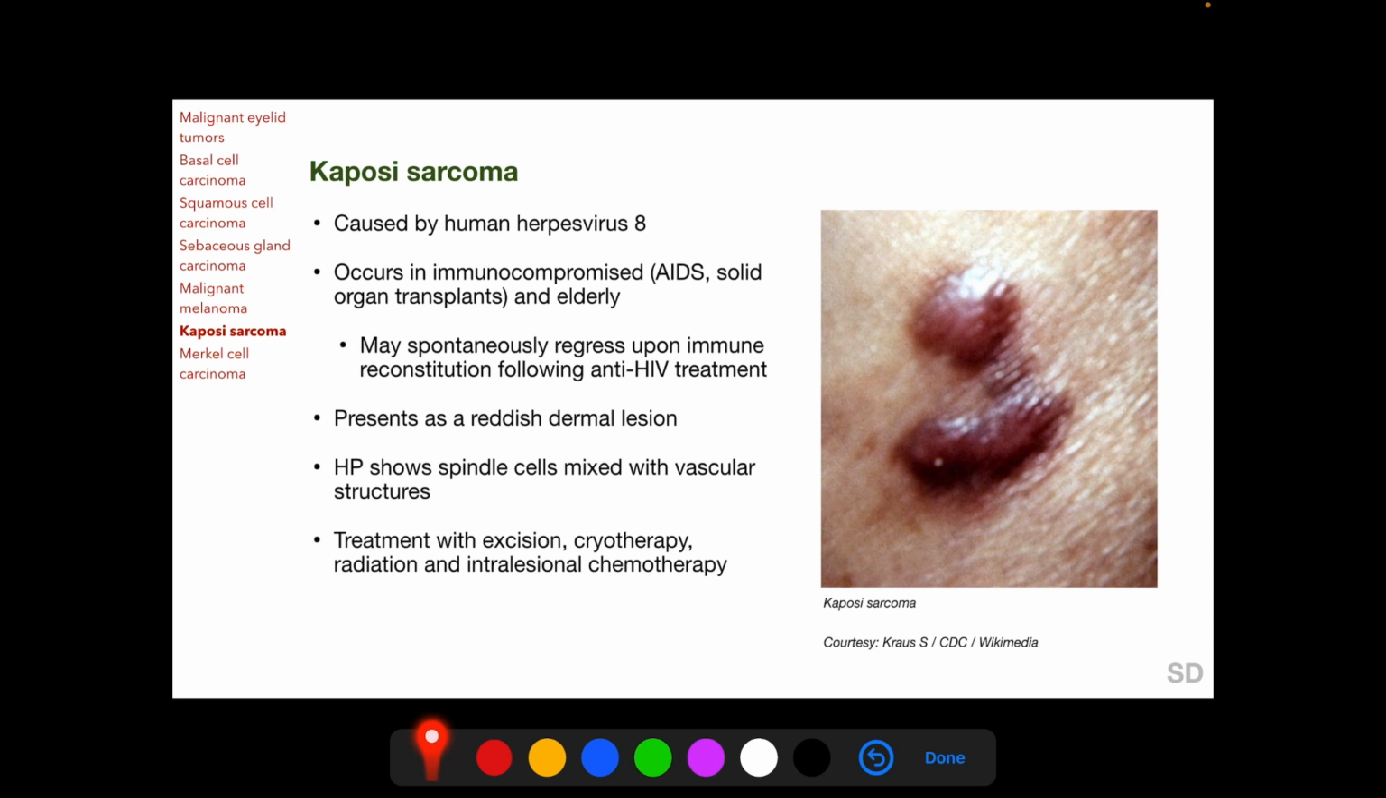Kaposi sarcoma is caused by human herpes virus 8, and it occurs in immunocompromised patients and elderly individuals. And Kaposi sarcoma is known to spontaneously regress following immune reconstitution in AIDS patients with anti-HIV treatment. Kaposi sarcoma presents as a reddish dermal lesion, and on histopathology, Kaposi sarcoma shows spindle cells mixed with vascular structures. Treatment options for Kaposi sarcoma are excision, cryotherapy, radiation, and intralesional chemotherapy.